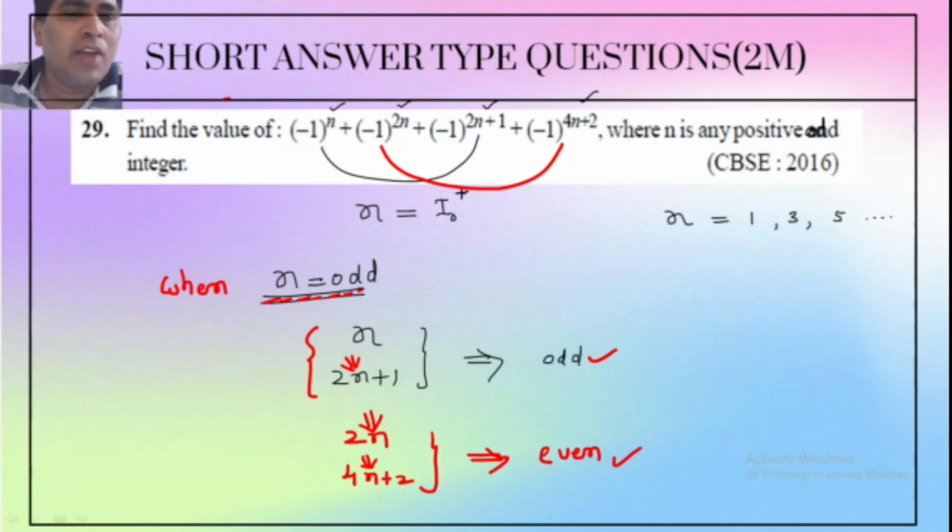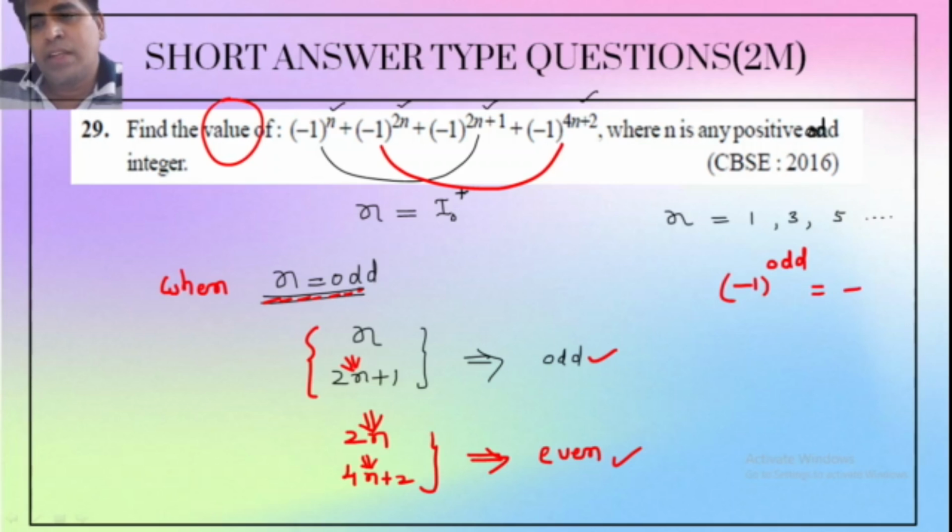We can find the value of this expression. Simple. You already know that earlier: minus 1 power odd is always minus 1, and minus 1 power even is always positive 1. So what did I get here?